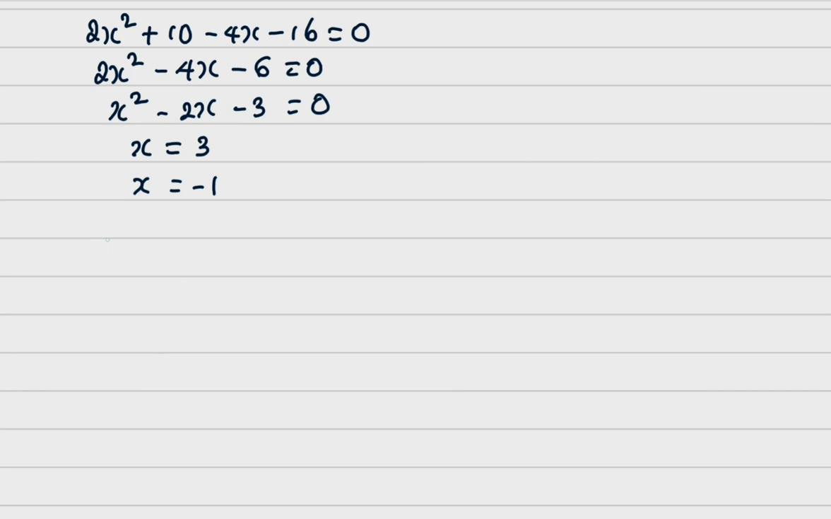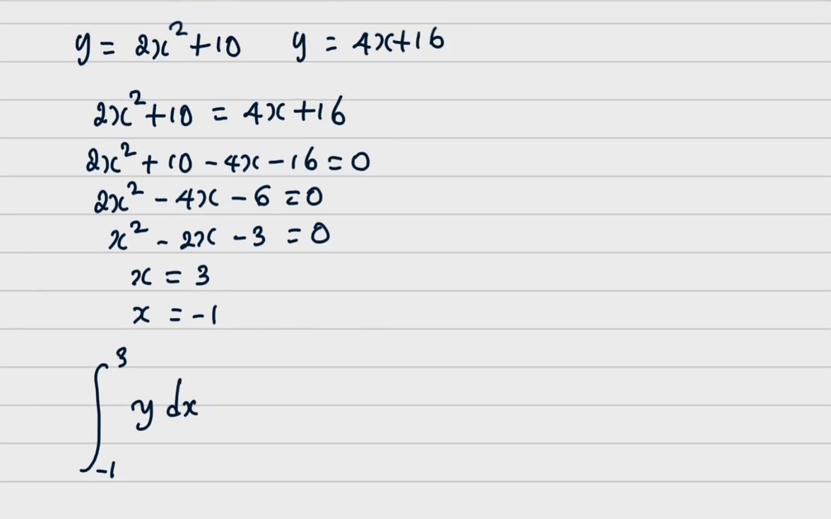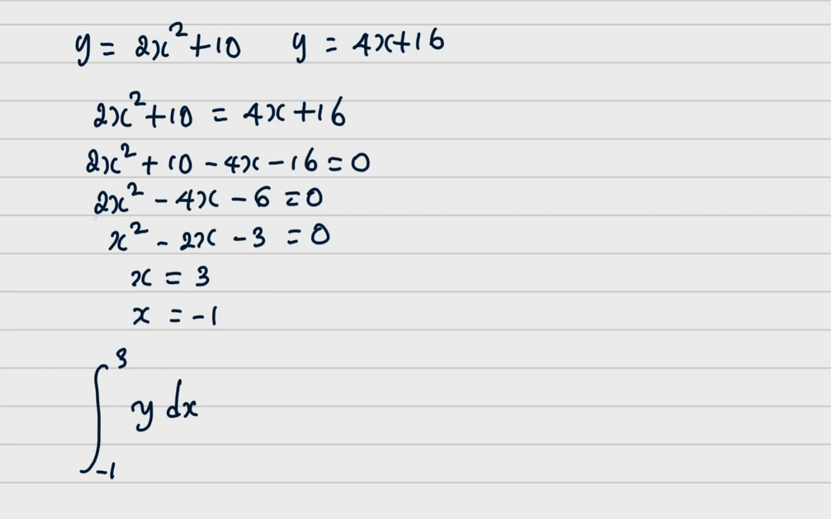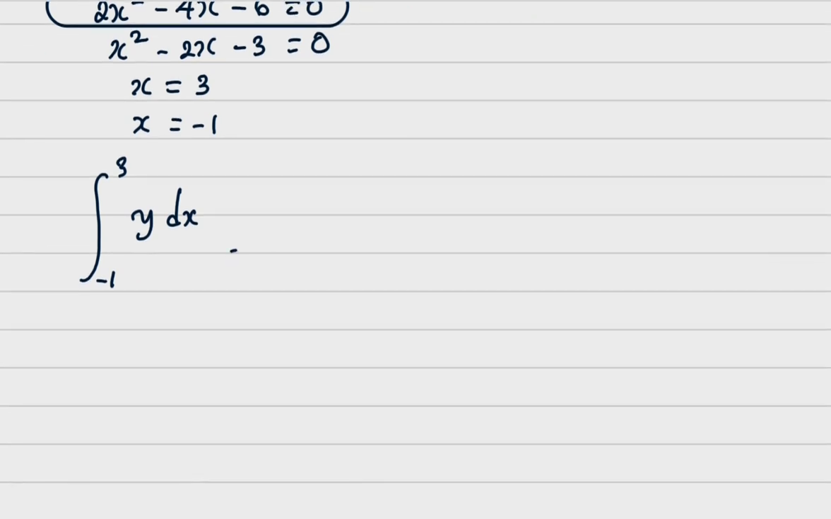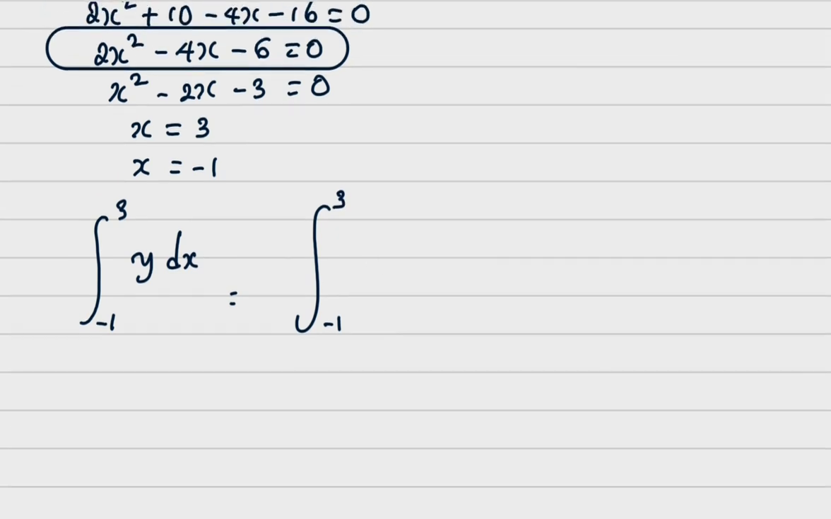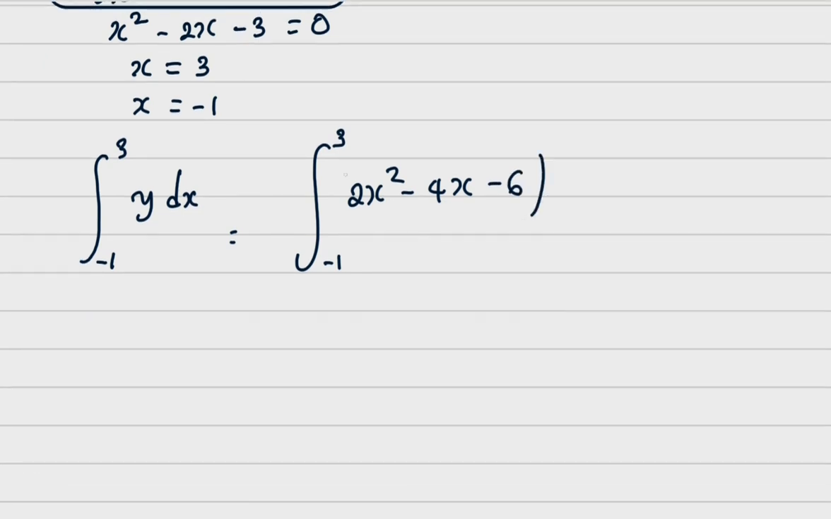Now, for you to find the area under the curve, this is going to be from -1 to 3, but we are going to actually integrate this. All right. Now, how do you do that? You are going to pick this. This is what you are going to integrate. Please take note. Don't go and integrate the reduced one. So this will now be the integral from -1 to 3 of 2x squared minus 4x minus 6, dx.